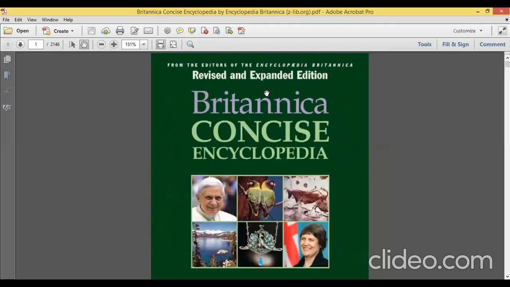Now, if I want to know something, I can check it in this encyclopedia, which contains much information. I think I lost the connection again. Oh my God.